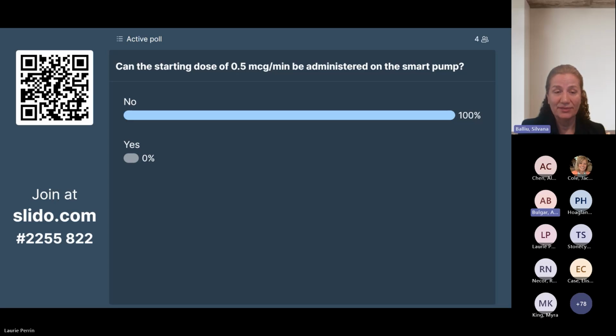Correct, yes. That rate is below the minimum rate supported by the pump, so it cannot be administered on the pump. Next slide, please.